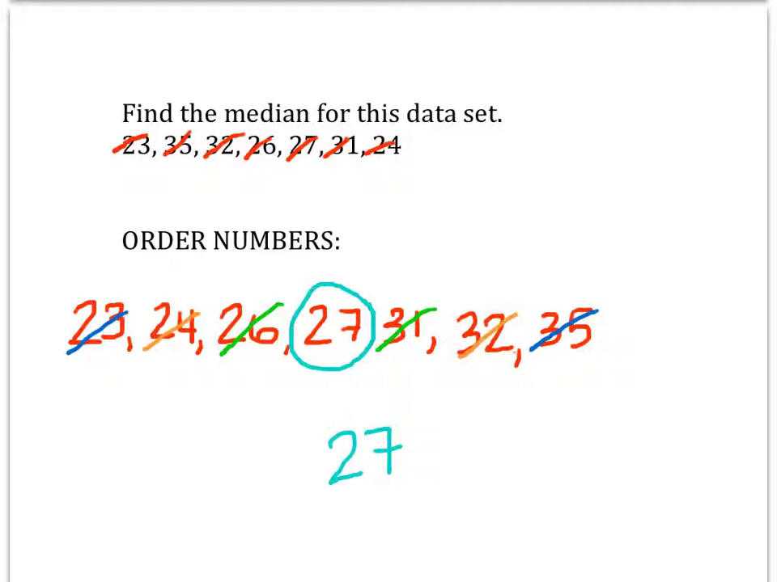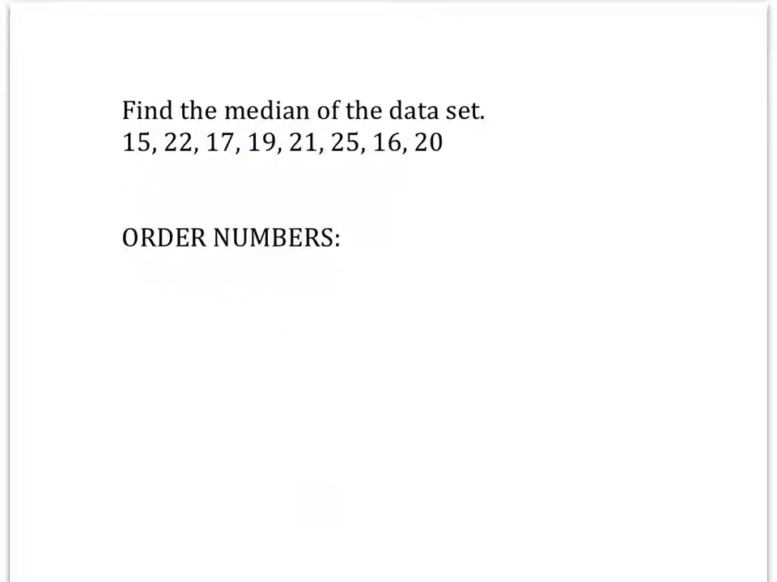If crossing off the numbers gets confusing, I'm going to show you another way with the data set. That way you can keep track easier. In order to begin though, you're going to start by listing the numbers in order from lowest to largest. Read through your numbers: 15, 22, 17, 19, 21, 25, 16, and 20. You can see that 15 is going to be your smallest. Go ahead and cross it off from the data set so you don't use it again.